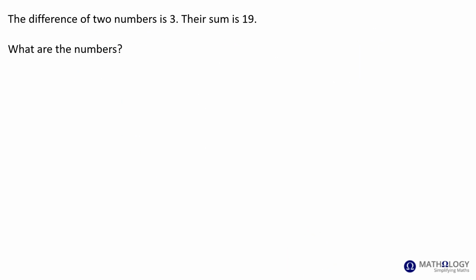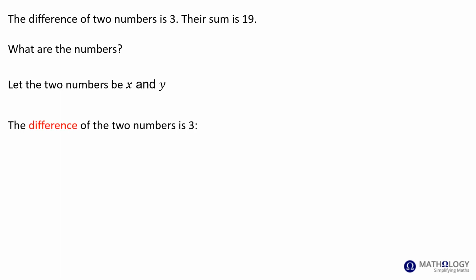The difference between two numbers is 3, and their sum is 19. What are the numbers? To start, we will let the two numbers be x and y. The difference between the two numbers is 3, therefore, x minus y equals 3. The sum of the two numbers is 19, therefore, x plus y equals 19. We now have two linear equations, which we can solve simultaneously.